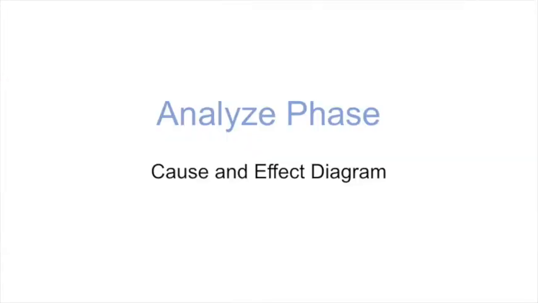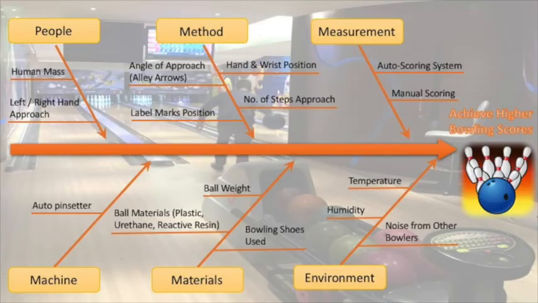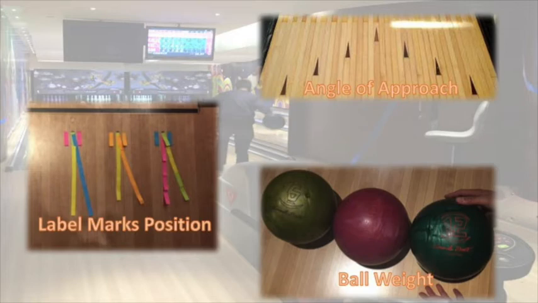In the analyze phase, we use the cause and effect diagram to see what factors will affect the bowling scores. Firstly, we categorize the factors into 6 groups, namely people, method, measurement, machine, materials, and environment. We also further explore other factors for each category. After that, 3 bowlers will carry out experiments for 10 rounds to identify which are the vital few factors that favor higher bowling points. Of all the factors, the 3 most significant ones are the ball weight, angle of approach, and the label mark's position.